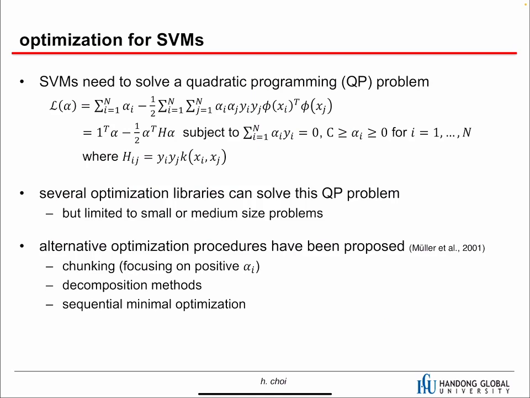Then, the optimization for SVM. We don't actually train this by ourselves. We just use a tool. SVM needs to solve a quadratic programming (QP) problem, and there are several optimization libraries that we can simply use. These are limited to small or medium-sized problems, so there are some alternative optimization procedures: chunking and decomposition methods, and sequential minimal optimization. I think these are beyond the scope of this talk, so let's just use optimization libraries.